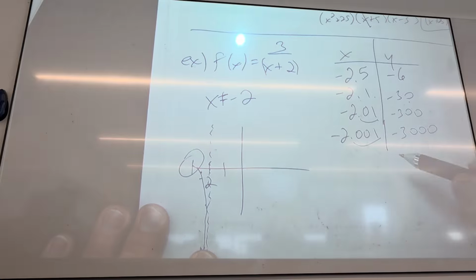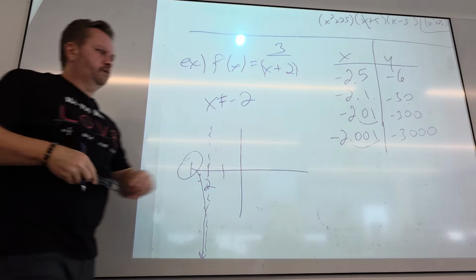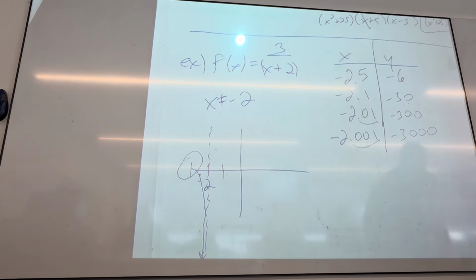So why is this not a complete picture yet? How did I approach negative 2? Did I approach it from all the directions I could? No, only from the negative side. I only approached it from the left. What if I got a friend over there? You can approach it from the right. Maybe it looks different over there. Maybe it's got a little happy face over there. I don't know.